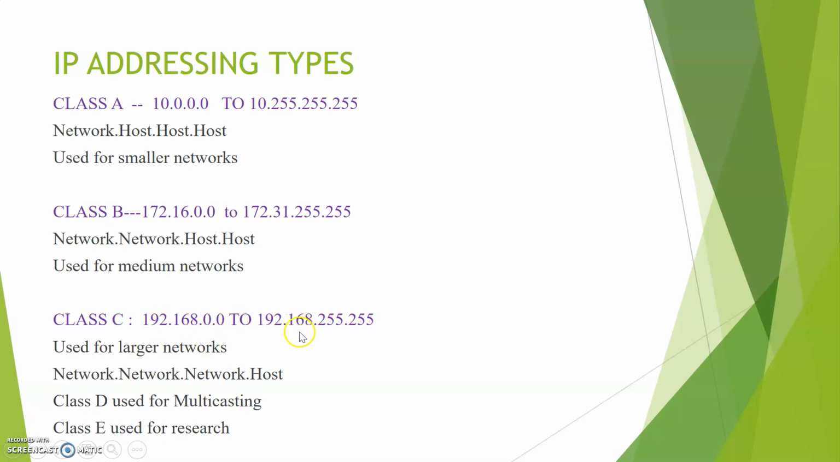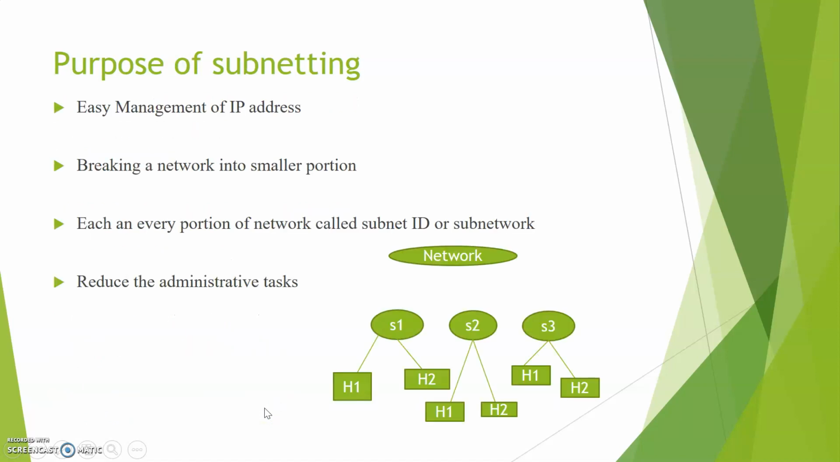Class C ranges from 192.168.0.0 to 192.168.255.255, which is used for larger networks. The first 3 bytes identify the network portion and the last byte identifies the host portion. Class D we use for multicasting, and class E is used for research.